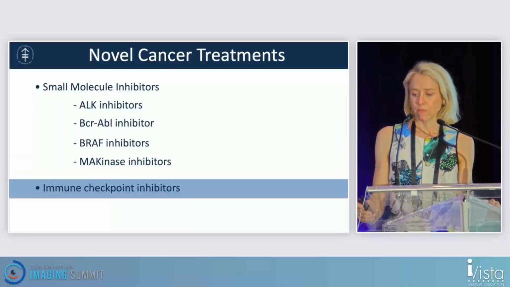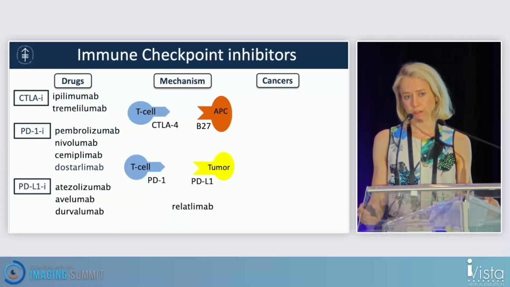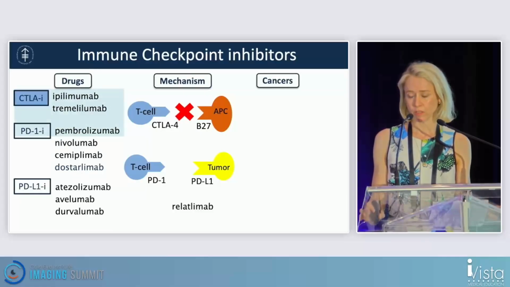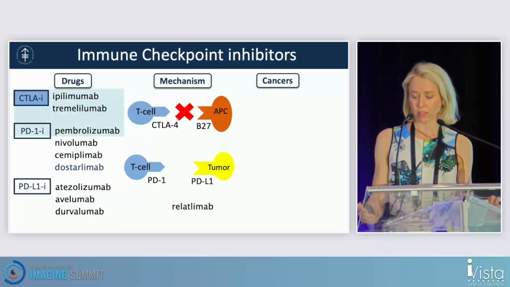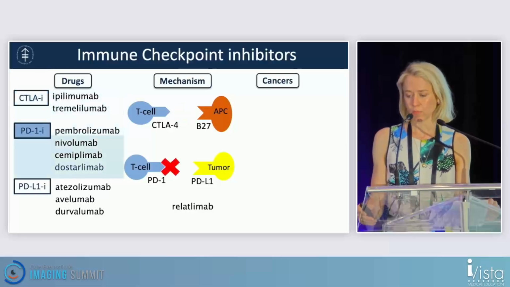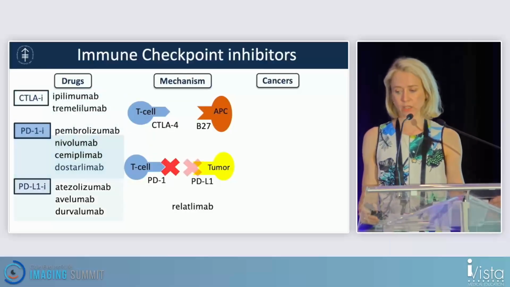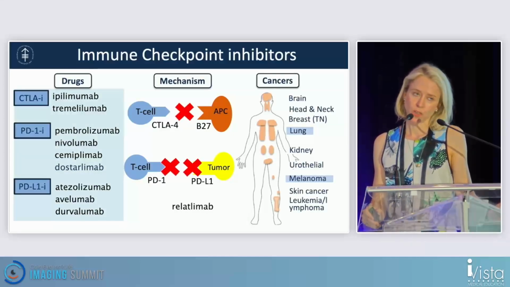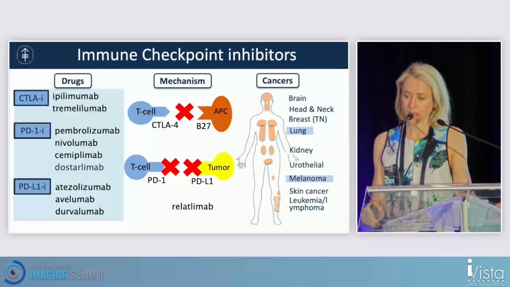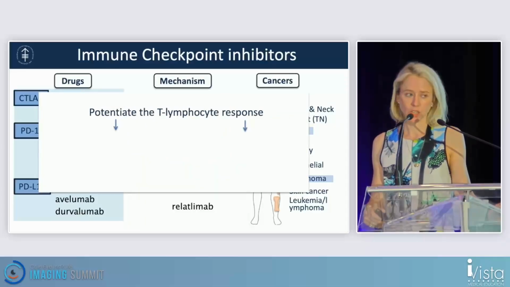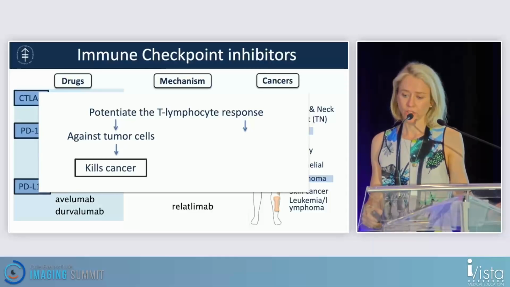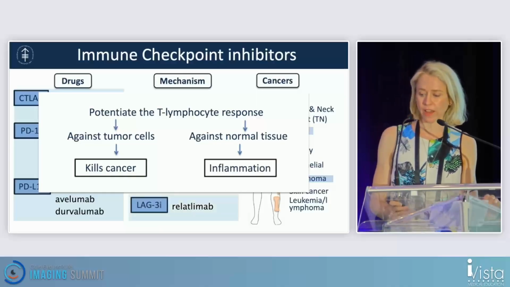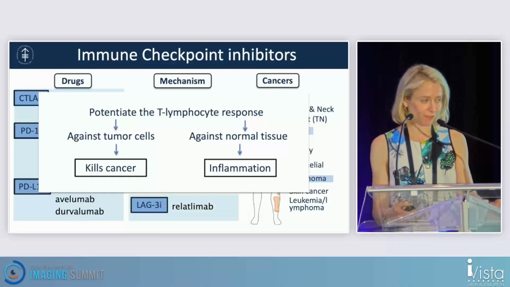And then lastly, the immune checkpoint inhibitors. There are 4 different classes of drugs. These block the interaction of the immune system with the tumor cell so that it heightens the immune response. So you can block PD-1, which is on the T cell, or PD-L1 on the tumor. There is a newer class of drugs called LAG-3. The whole purpose of these is to potentiate the T lymphocyte response against the tumor cells to kill the cancer, but you can have off-target effects on normal tissue that can result in inflammation.